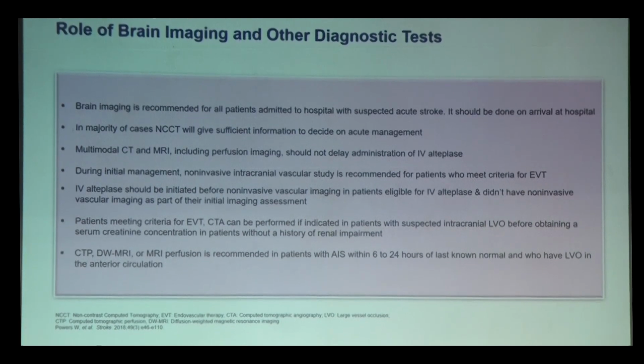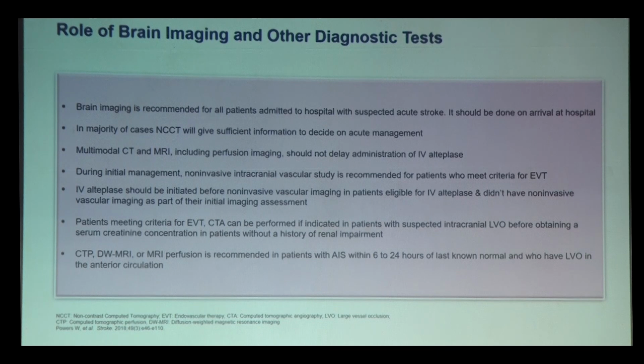Coming to brain imaging, it is recommended for all patients admitted to the hospital with any suspected acute stroke, usually done on arrival to the hospital. In most cases, a plain CT brain is enough to provide information for acute management. If we are planning a multimodal CT like CT angio or MRI, that shouldn't delay our decision regarding providing alteplase, the thrombolytic agent. During initial management, we can just start the patient on thrombolysis. It's called drip and shift, and then we can shift the patient for further imaging like CT angiography, or if we have a suspicion, directly to an MRI brain with MR angio.